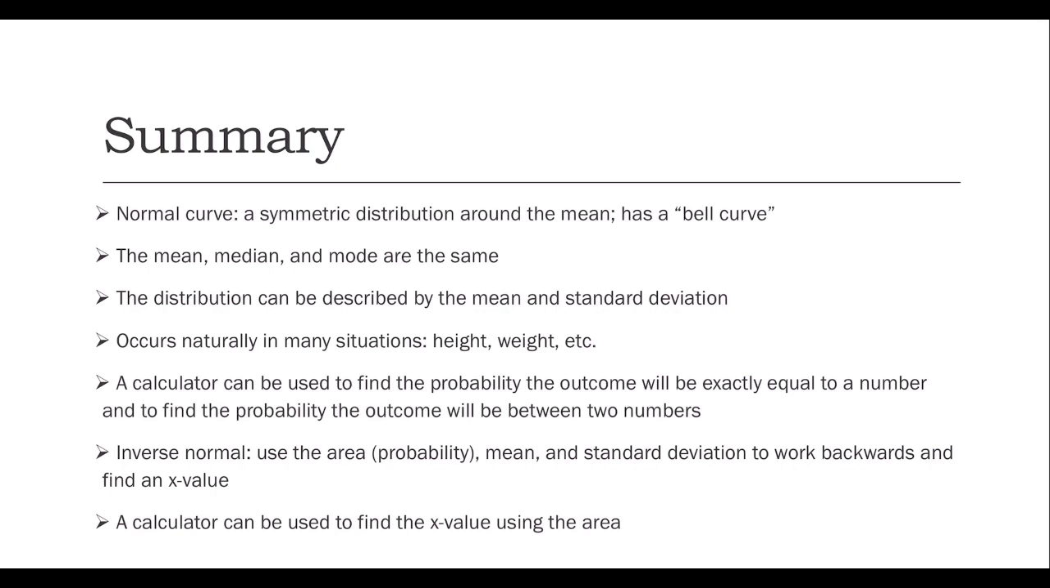A calculator can be used to find the probability the outcome will be exactly equal to one number and the probability of the outcome being between two numbers. The inverse normal curve uses the area or probability, mean, and standard deviation to work backwards and find an x value, and a calculator can be used to find the x value using the area.